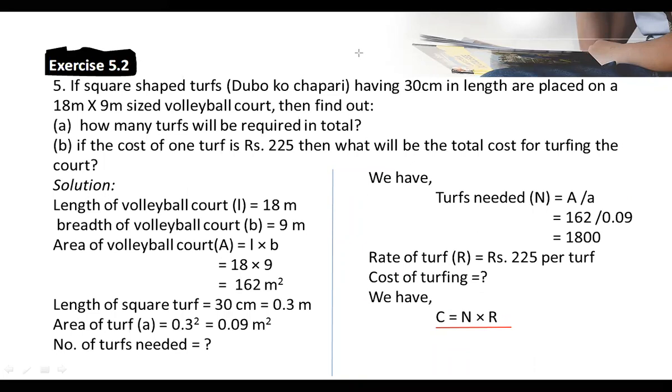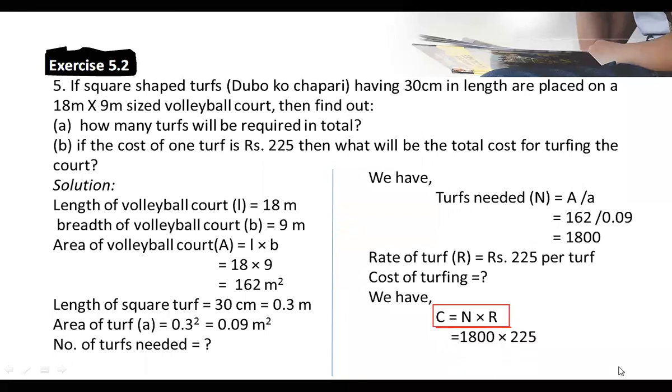So sometimes, in case the number of tops as well as the rate is given as the cost of one top or one tile or one stone, this is the formula to calculate the total cost. Total cost is equal to N into R.